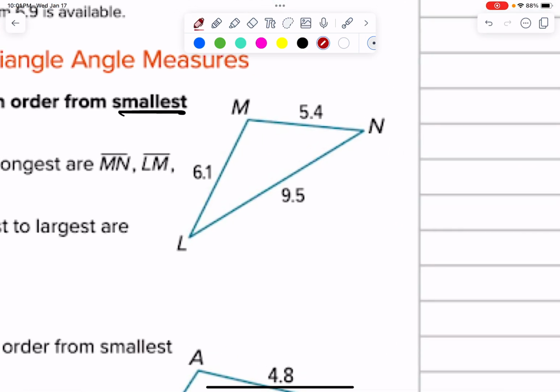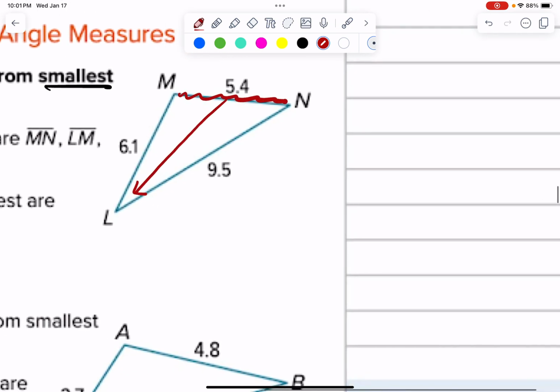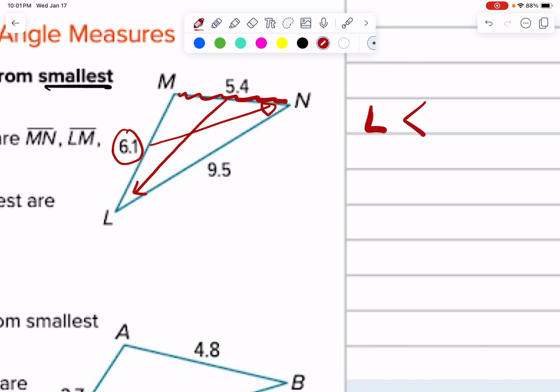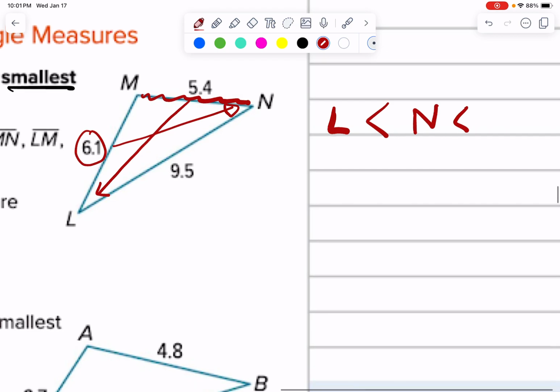Okay, so this is my smallest side, which means that my smallest angle will be the one that's opposite that, okay? So if we're going smallest to largest, we would say L is my smallest one. Then my middle one, 6.1, is the next up from there. That means angle N is going to be my medium-sized angle, okay? So I'm going to say angle L is less than N, which is less than my biggest angle, opposite 9.5, so M is the largest.